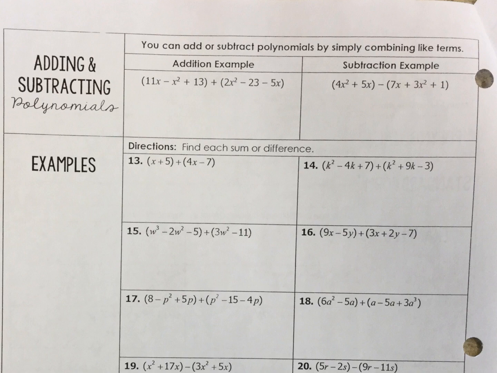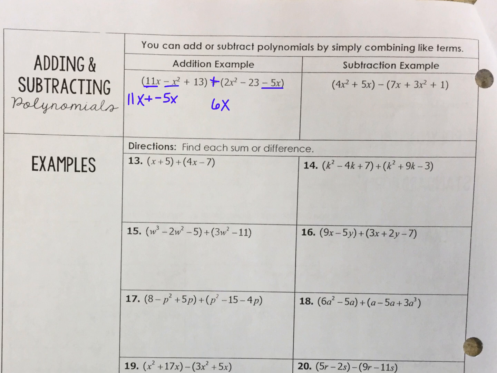All right, on this next page, we're going to do a little addition subtraction action. And when we do it, it's just like we've been combining like terms. So I'm going to look at my 11x right here. Well, its like term in this other group is this negative 5x. So I have 11x plus negative 5x, that makes 6x.